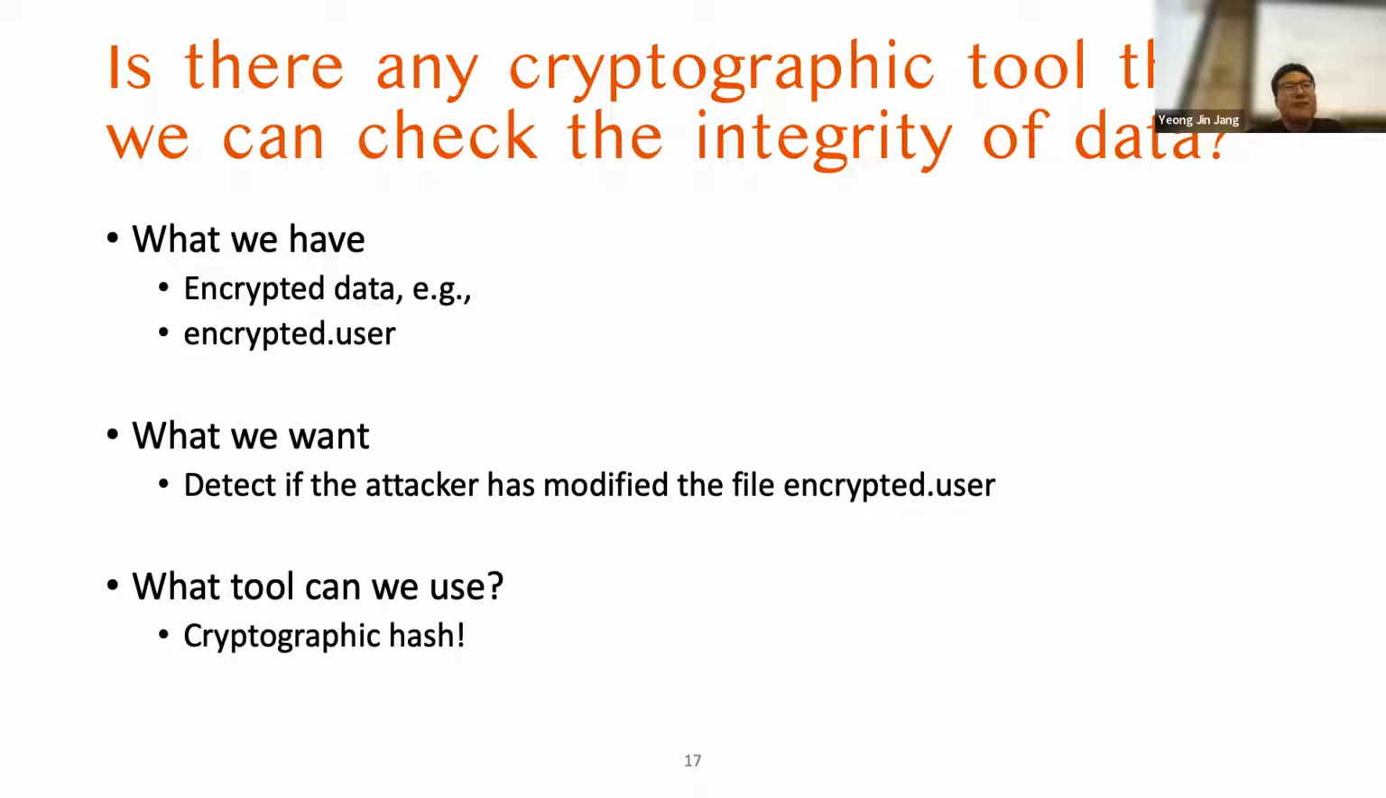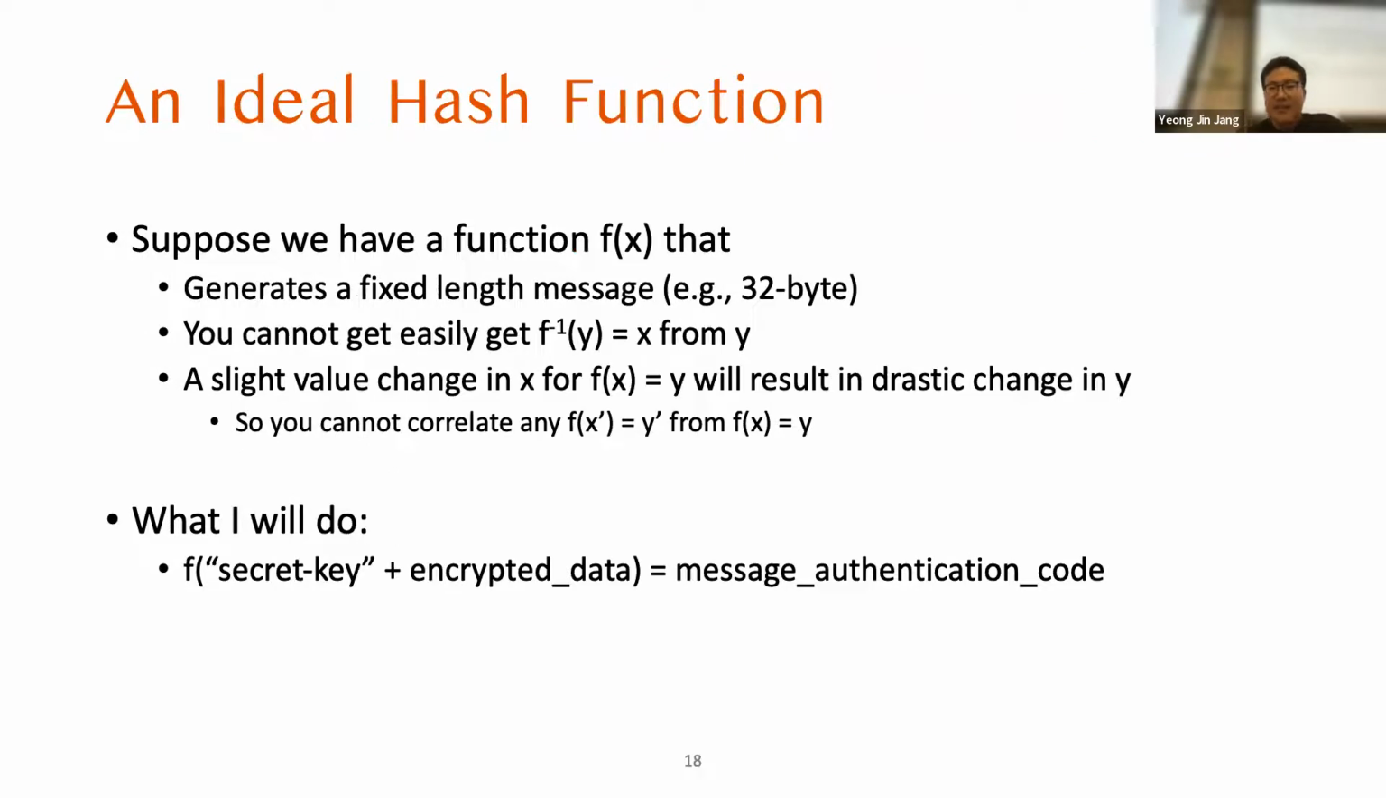There is a tool for doing this, and it's the so-called cryptographic hash. Next, I will describe what a cryptographic hash function is. Let's imagine an ideal world. In reality, no such function exists, but suppose there is a function f that always returns a fixed-size message, like 16 bytes or 32 bytes, depending on the security factor. Let's make it generate 32 bytes as an example.